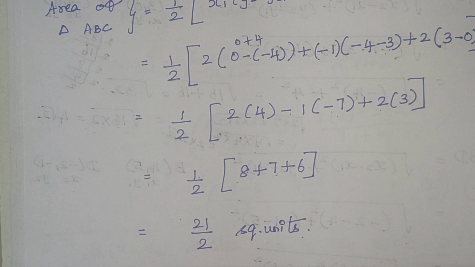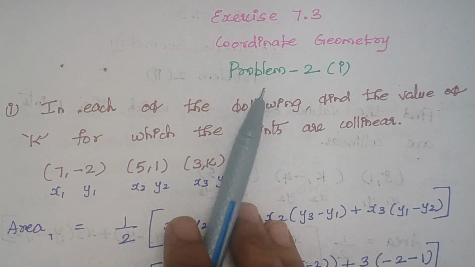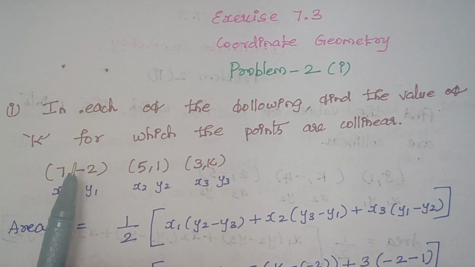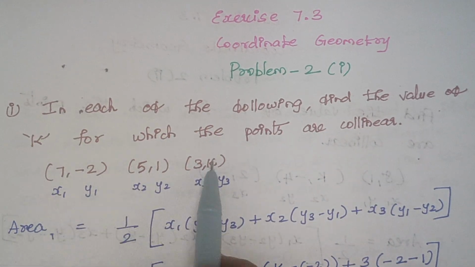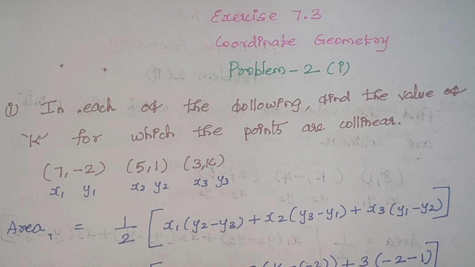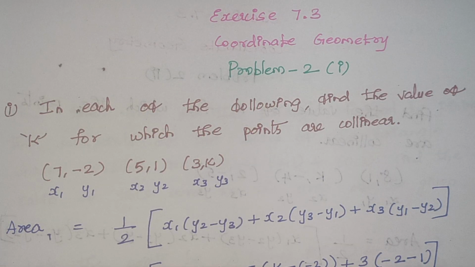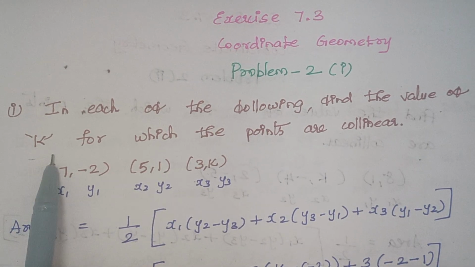Now we move to problem 2. So this is the problem 2, right? This is part 1 of problem 2. So problem 2 has 2 questions. The first question is, in each of the following, find the value of k for which the points are collinear. So what do you mean by the word collinear? All the points lie on the same line, right? That is the condition for collinear. So if the 3 points are collinear, then find the value of k.